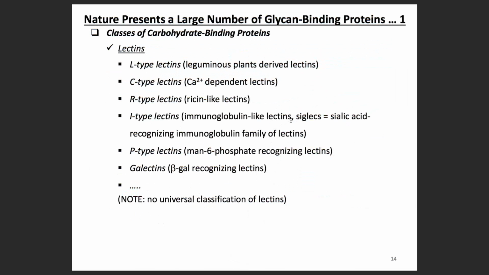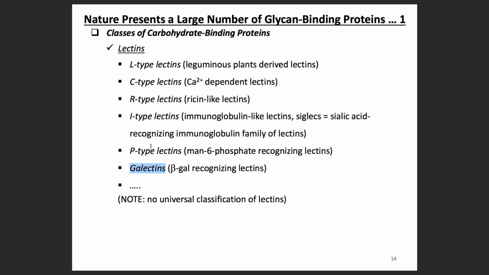I-type lectins are also called Siglecs, sialic acid recognizing lectins. For P-type lectins, you're going to see something about mannose-6-phosphate and the role of mannose-6-phosphate in certain receptors in certain diseases. And there are galectins, which are galactose recognizing lectins.